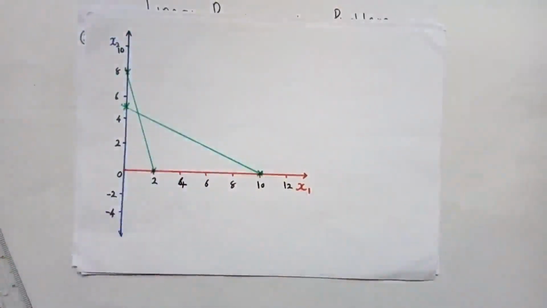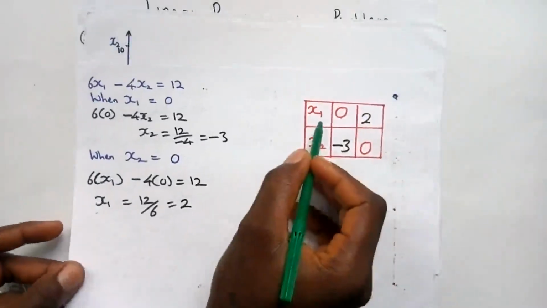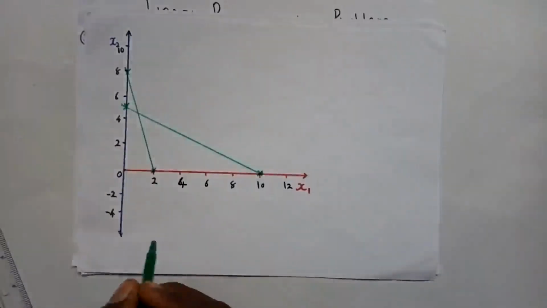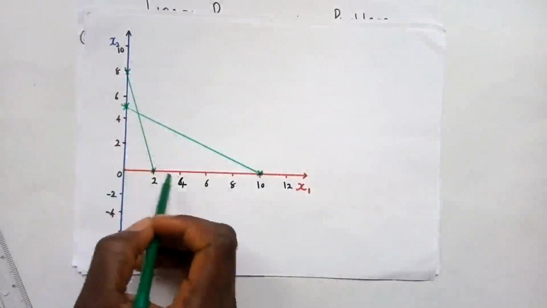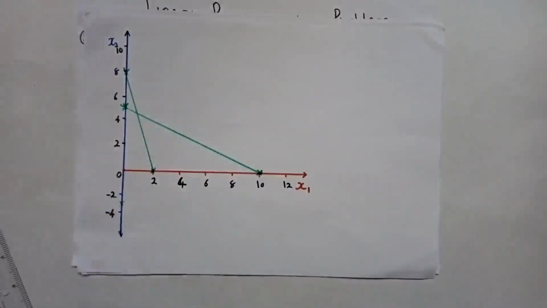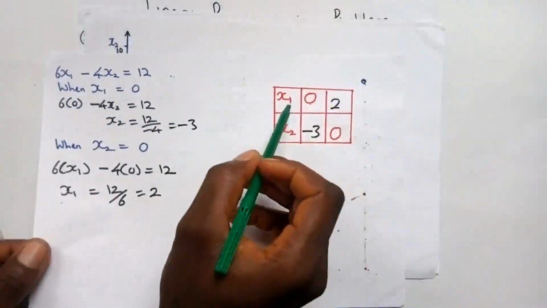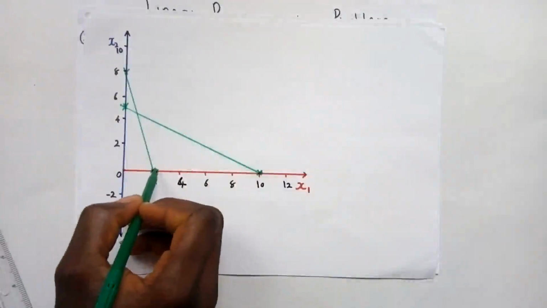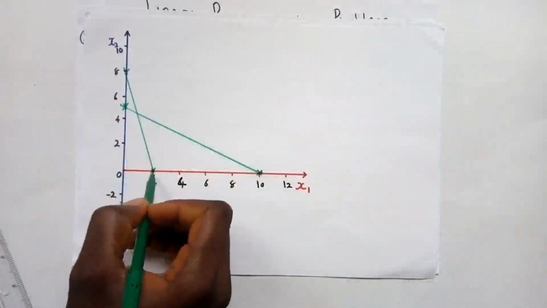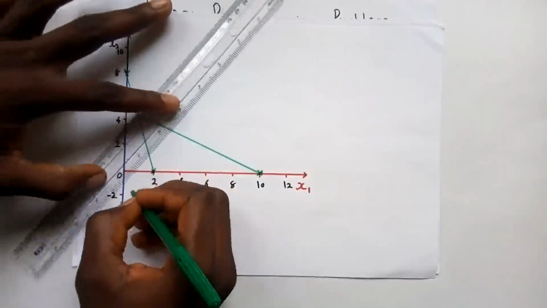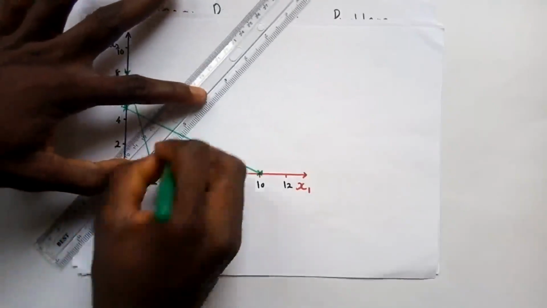And from the third constraint, when S1 is equal to 0, S2 is equal to minus 3. This point. And when S1 is equal to 2, S2 is equal to 0. This point. So you join it this way.